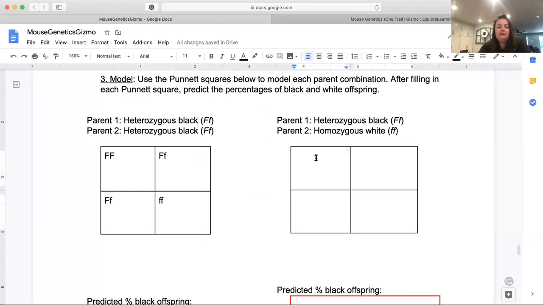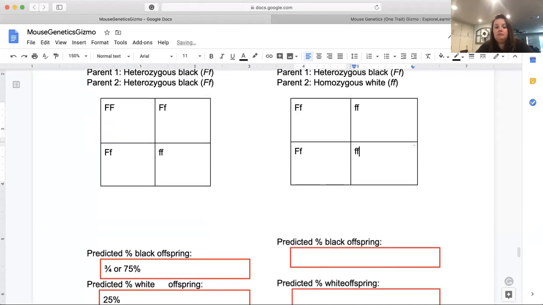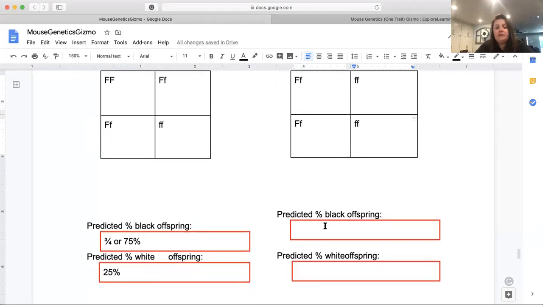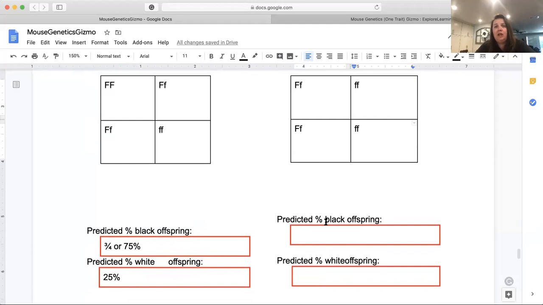And this one we're gonna fill in capital, lowercase, capital, lowercase, lowercase, lowercase, lowercase, lowercase. What percentage now of our offspring will be black? If we have a capital, it means that they will be black. So we have 1, 2 boxes that have a capital, 2 out of 4 is 50%. And then the white, 2 out of 4 would be 50%.